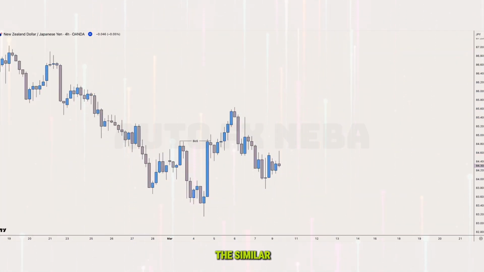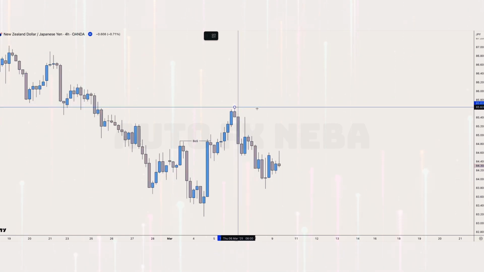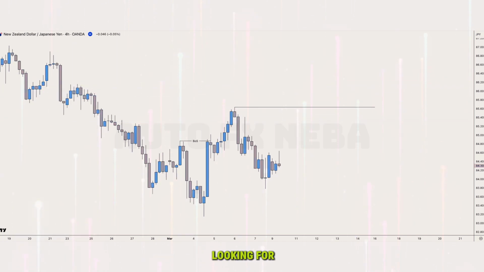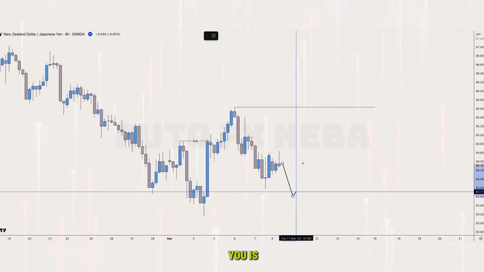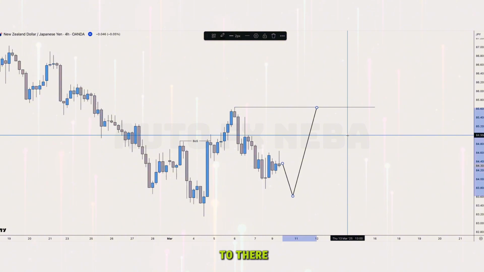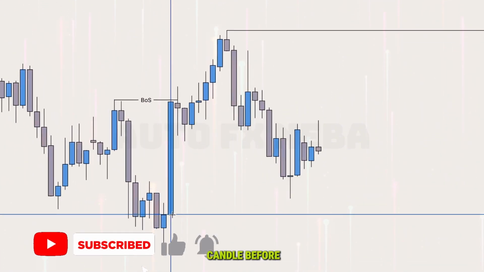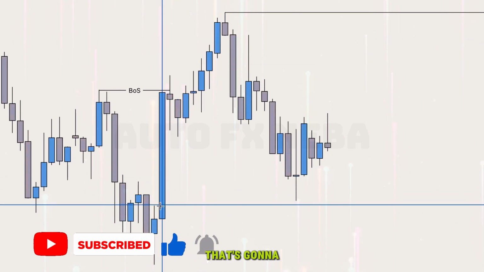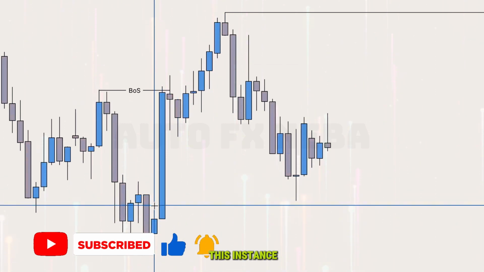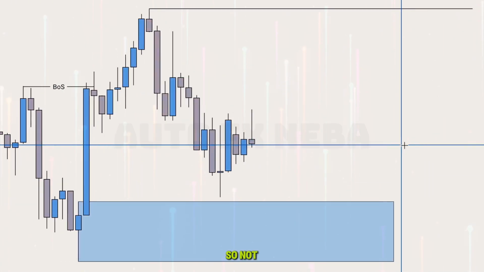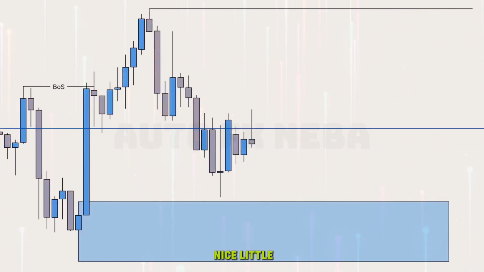Now, we're going to use a similar technique as previous. Targets wise, we're just going to look at the swing high. So all we're going to be looking for, just like the examples I showed you, is a trade from there to there. Now we can go ahead and mark out the last candle before the impulse. That's going to be our demand zone, which in this instance would be plotted on like this. Okay, so not bad. Pretty nice little demand zone.